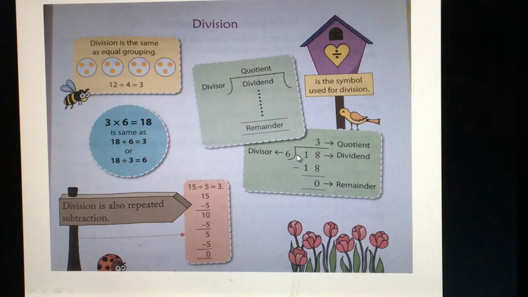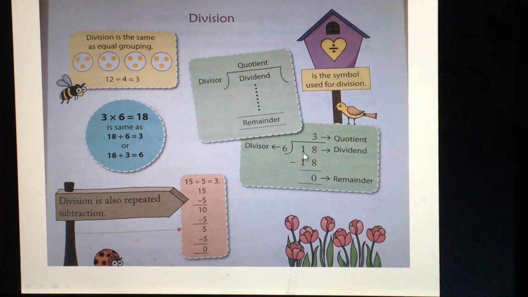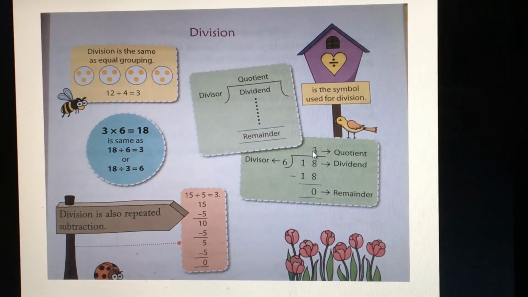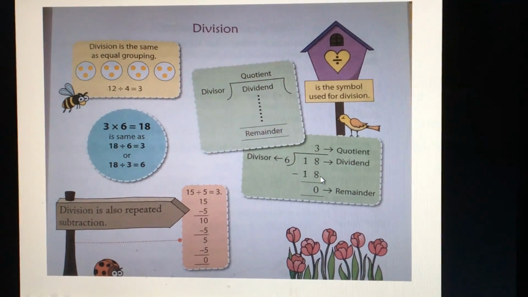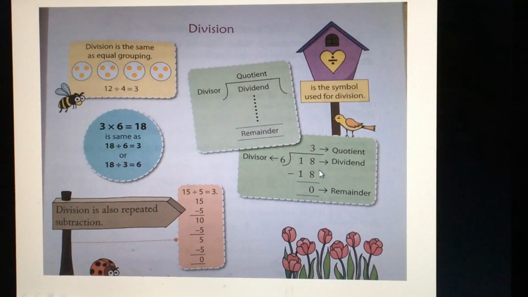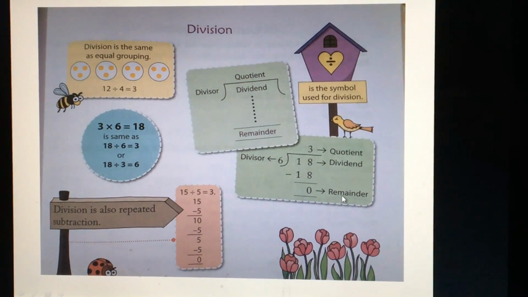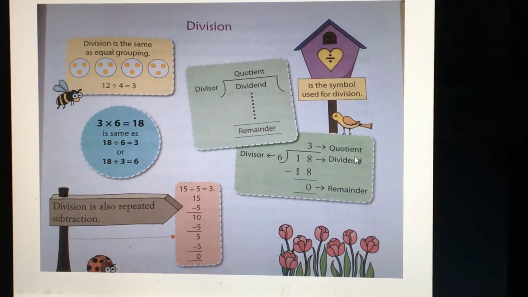So we will see that in the table of 6, when the number 18 or a number smaller than 18 comes, we know that 6 3s are 18. So we will write 3 up and we will subtract 18. After subtracting 18 from 18, we will get 0. This is called the remainder. And the answer of the division is called the quotient.